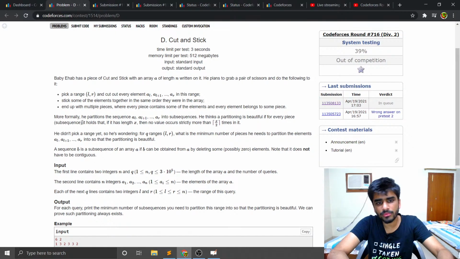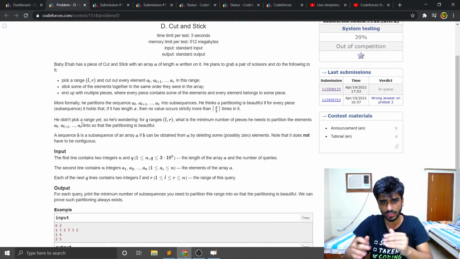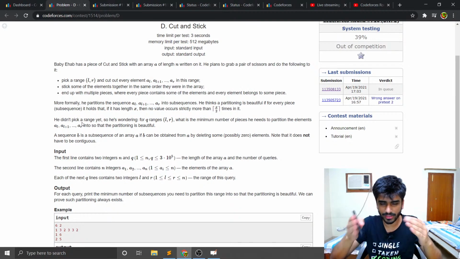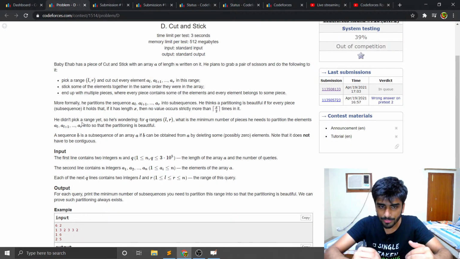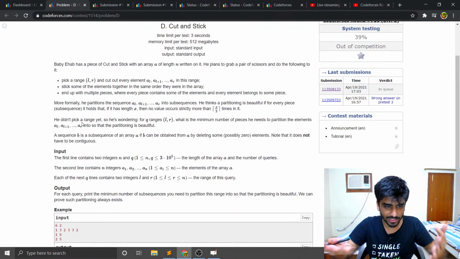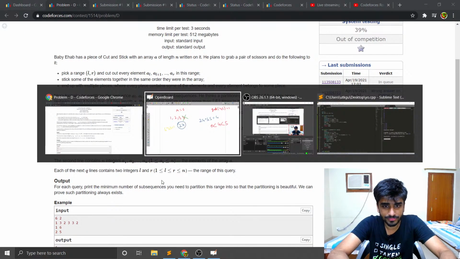So in this problem, what I did is I used a randomized solution. But before we get into that, let's reduce this to a simpler problem, and then we will see what kind of method or data structure or technique we can use to solve that. Okay, so let's try to reduce this to a simpler problem.